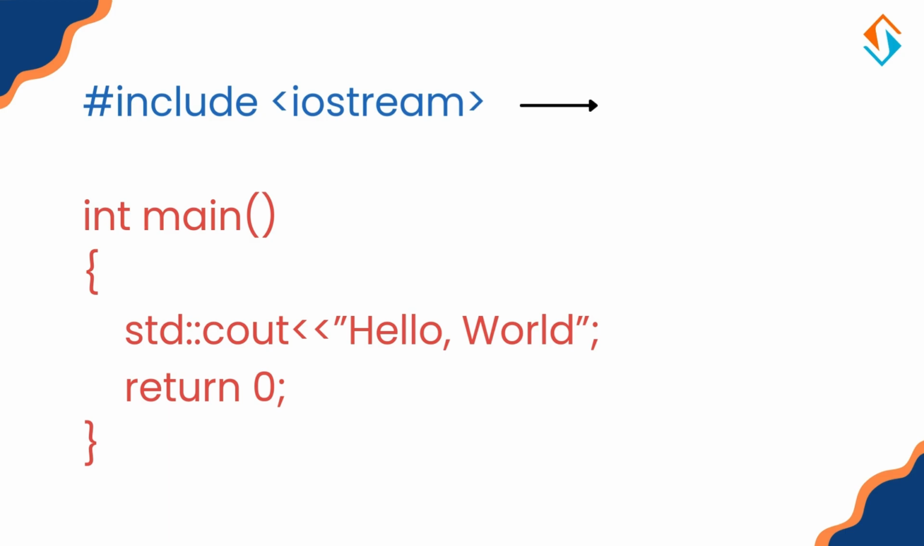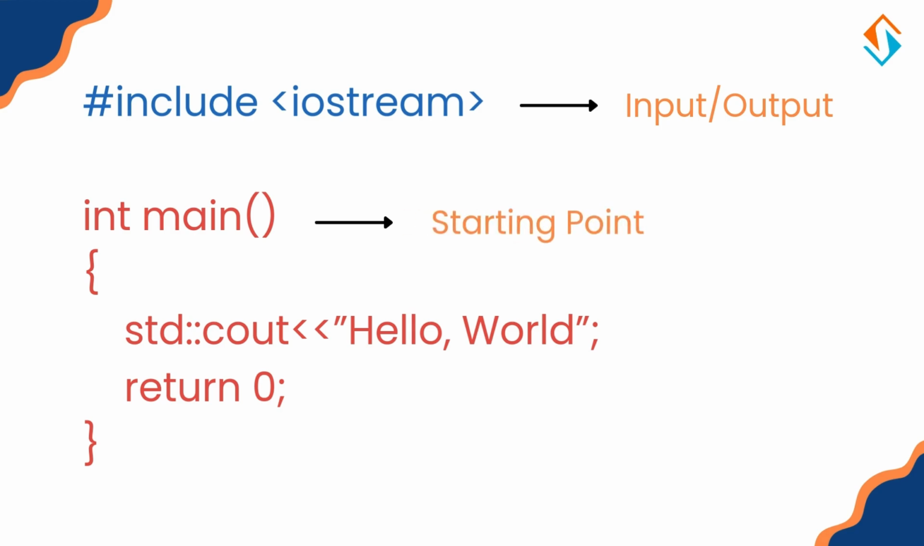This line tells the program to include the input-output stream library, also known as IOStream. Think of it as the tool that lets us send output to the screen or take input from the user. Next, we've got this int main part. This is where every C++ program starts. The main function is like the brain of your code. It's where all the action happens. The opening curly brace and closing curly brace define the boundaries of the main function. Everything you want your program to do goes inside these braces.